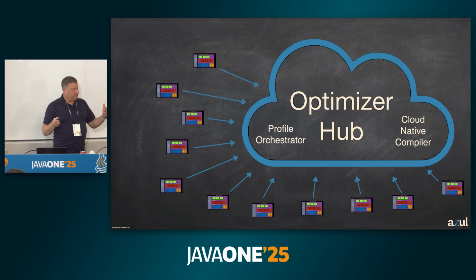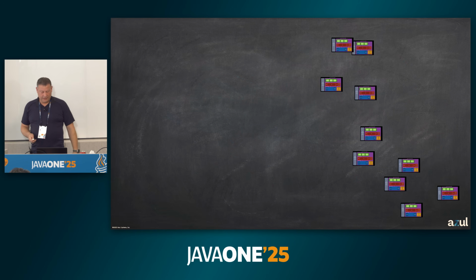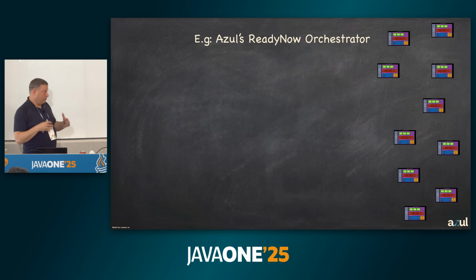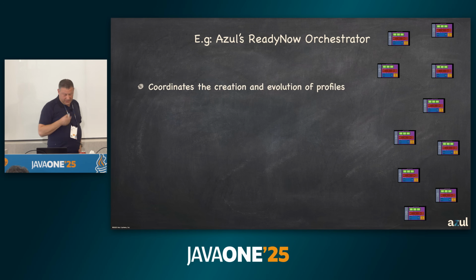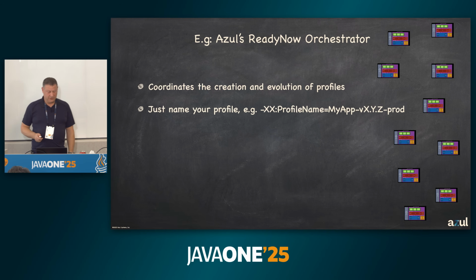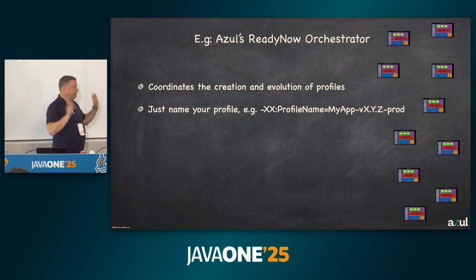This is a concept talk about how this stuff works, but I have to transition to an actual example of what we do in our product. In the Azul Ready Now Orchestrator, which is the thing that orchestrates how we record and provide logs, you coordinate multiple instances and their profiles, and all you have to do is name your profile. Usually your profile is your application name and its version. In most cases, every time you rev your code, that's a new profile.